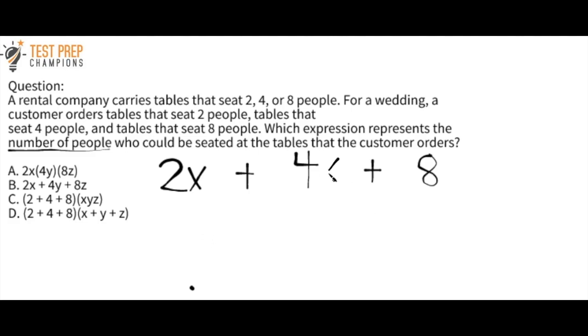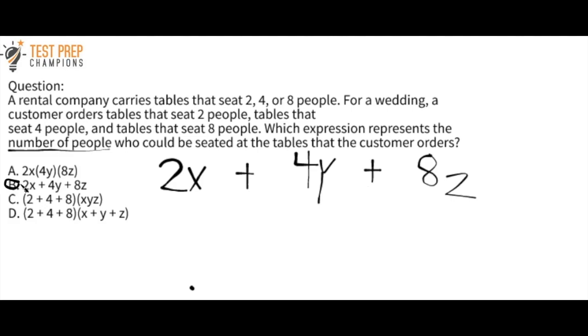Same with the 4. We don't know how many 4-person tables they're ordering, so we just put a letter here, which is y. And I'm using x, y, and z because that's what they use down here in the answer choices. Same with 8. We don't know how many 8-person tables they're ordering, so we just put a z there, and so B is the correct answer.